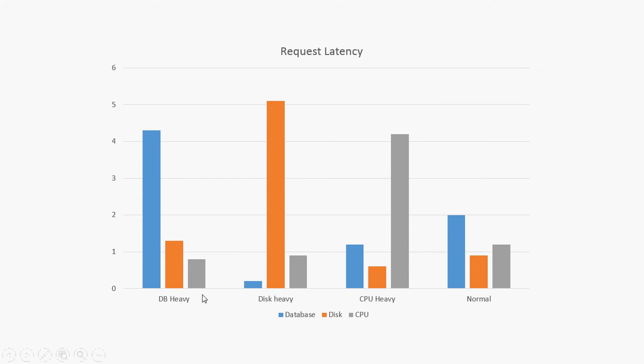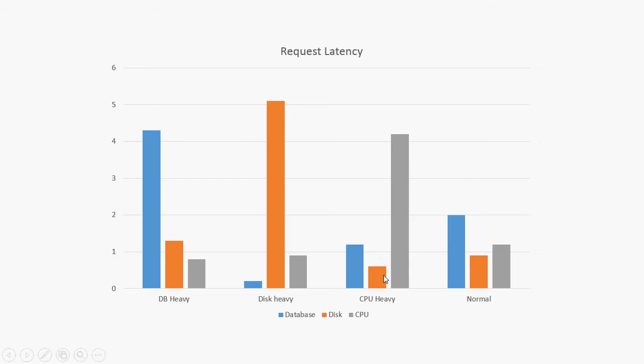Likewise, your site might be disk heavy. So in this case, it's perhaps reading or writing a large file depending on the request that comes in. And again, in this case, possibly not too much database compared to the disk access. Similar amount of CPU, I guess, for the request. These numbers are not exact. They're just to give you an idea of what your site might look like.